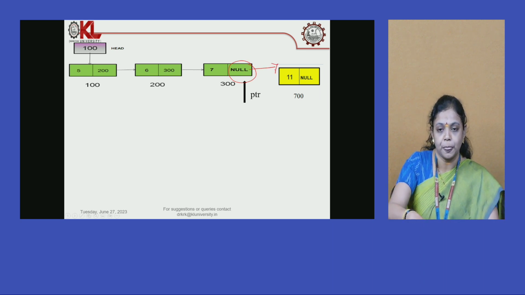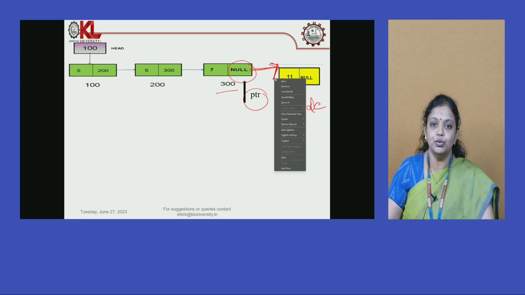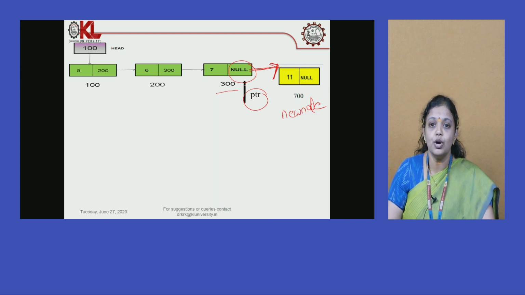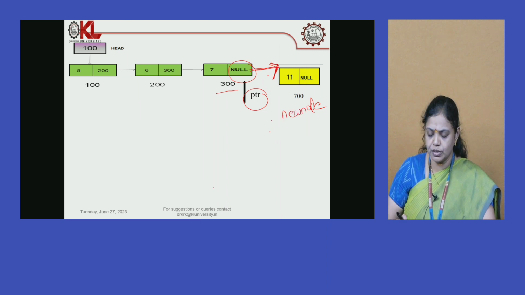So what is the name of this node? PTR. And what is the name of the node which we have newly created? It is new node. If this is PTR, this link is PTR of next. So PTR of next is equal to new node. Am I right or not? So we have to attach this particular link. That link also I will show you here.